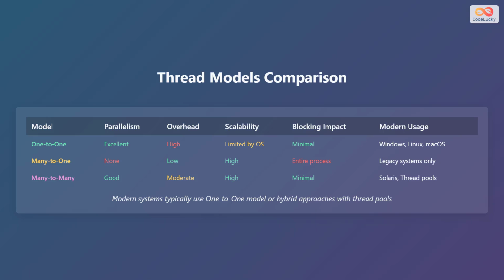Finally, the many-to-many model provides good parallelism with minimal blocking impact. It has moderate overhead and high scalability, and is used in Solaris and thread pools. In conclusion, modern systems typically use the one-to-one model or hybrid approaches with thread pools.